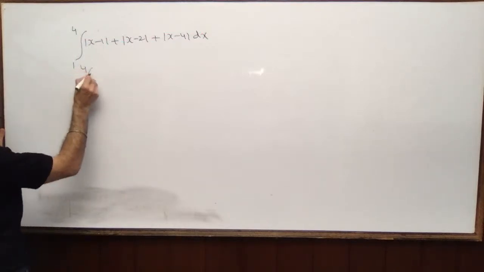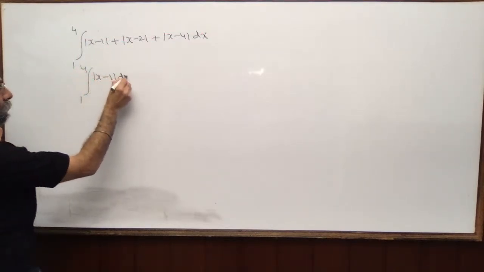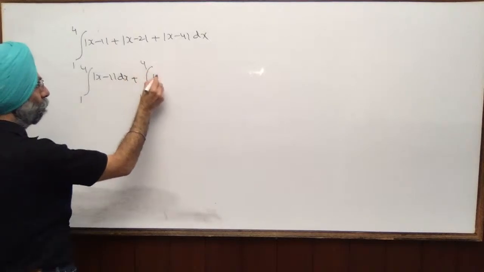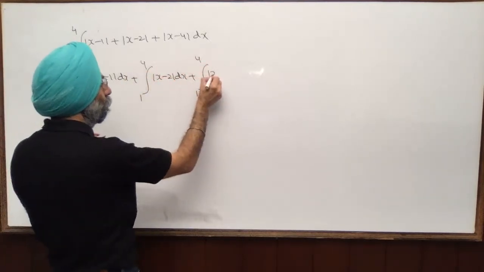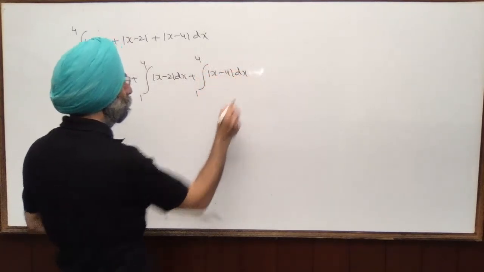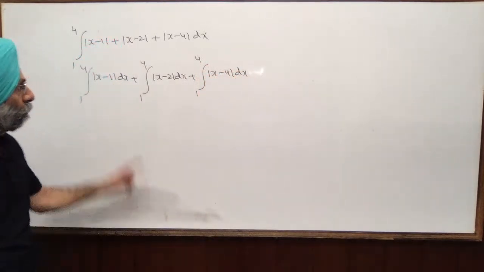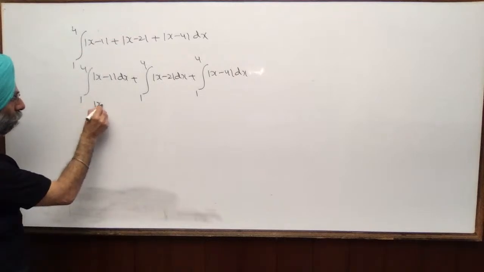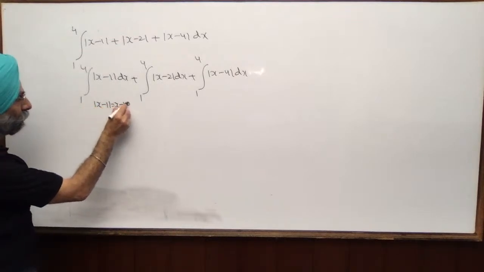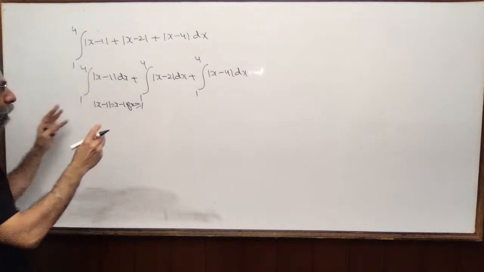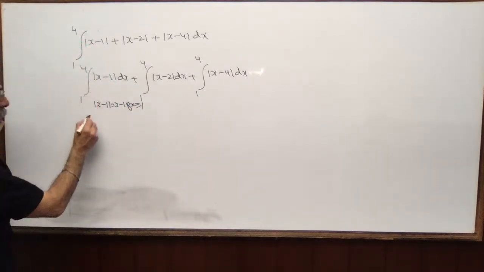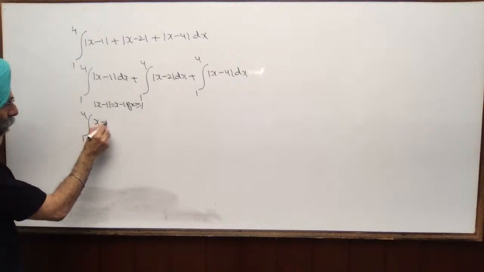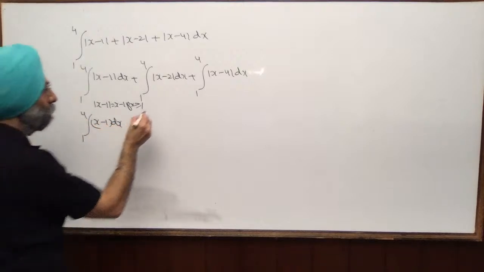I can write this as integral 1 to 4 mod of x minus 1 dx plus integral 1 to 4 modulus of x minus 2 dx plus integral 1 to 4 modulus of x minus 4 dx. Now mod of x minus 1 is equal to x minus 1 if x is greater than or equal to 1. So between 1 to 4 it is greater than or equal to 1. That means 1 to 4 it is x minus 1 dx.